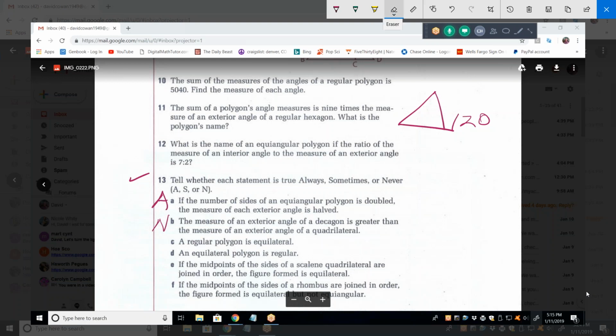Okay. A regular polygon is equilateral. That is always true. And the equilateral polygon is regular. That is not always, so that's sometimes true. Give me one that isn't. Like a rhombus, it has all equal sides, but it doesn't have all equal angles. Very good.